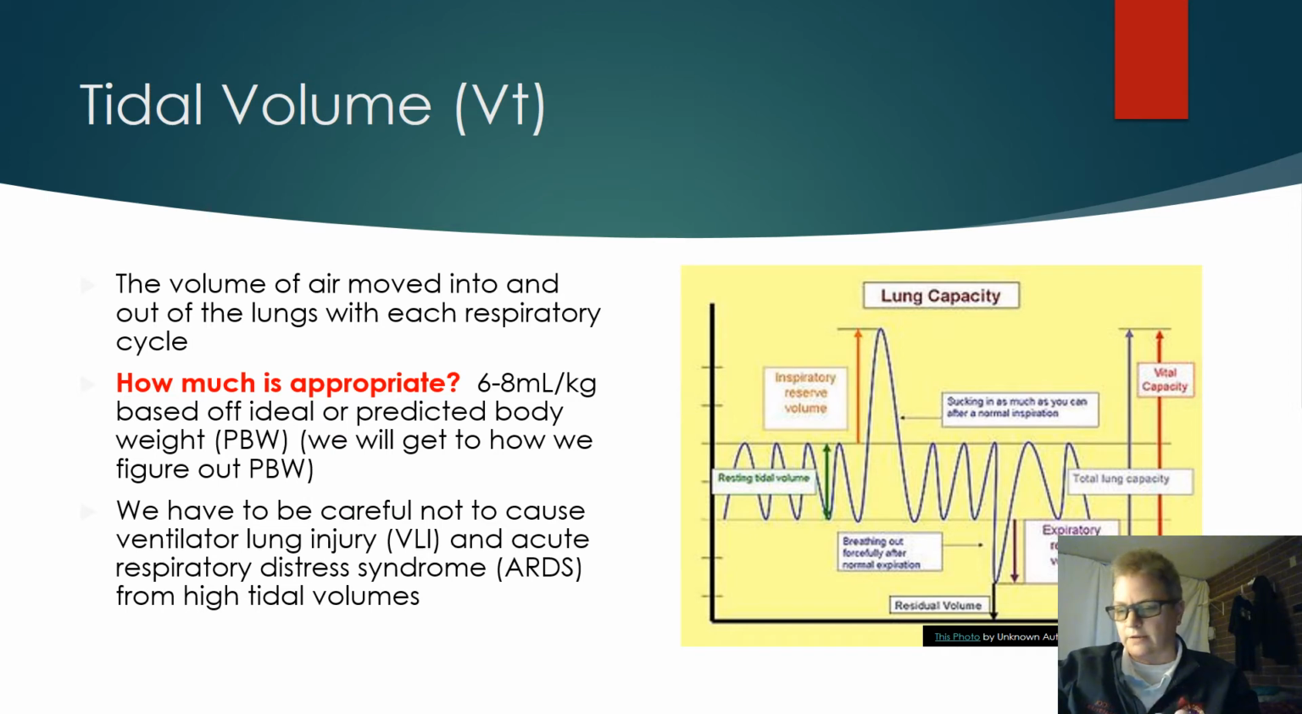What do you think that's going to cause? That's going to destroy the surfactant. So decreasing that surfactant production, and all of the inflammatory processes that happen with ARDS and ventilator lung injury, is going to increase the surface tension and cause micro atelectasis happening with our alveoli. So not a good thing. We can't gas exchange through that. So that's why high tidal volumes are not good.